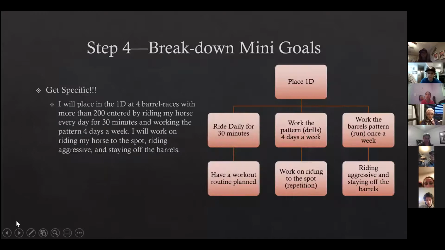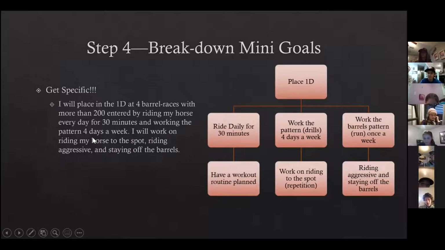Okay. So then once you have your mini goals set, you need to break them down even more, and specifics help you attain that much more greatness, because when you can write it down like this is what we are doing, then you have a plan and you can execute that plan, which will be the next thing. Okay. So we want to get specific.